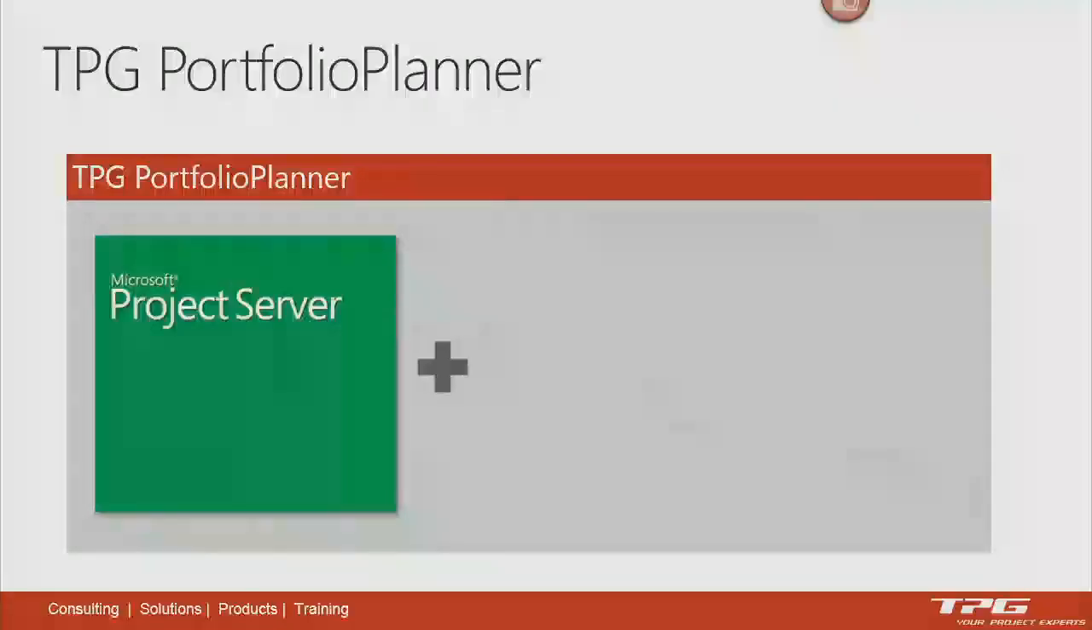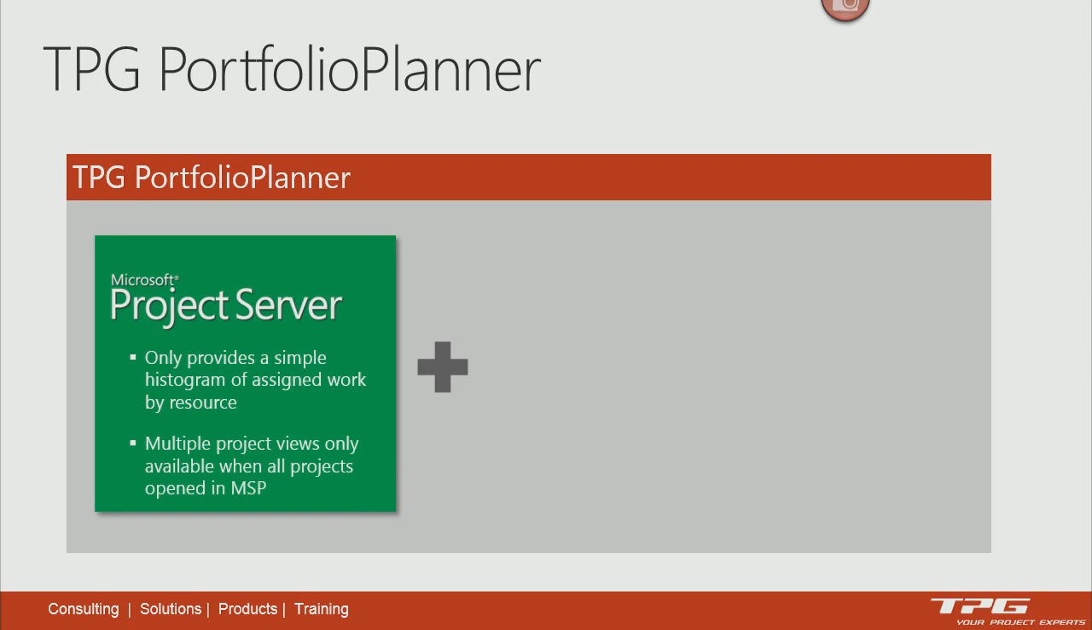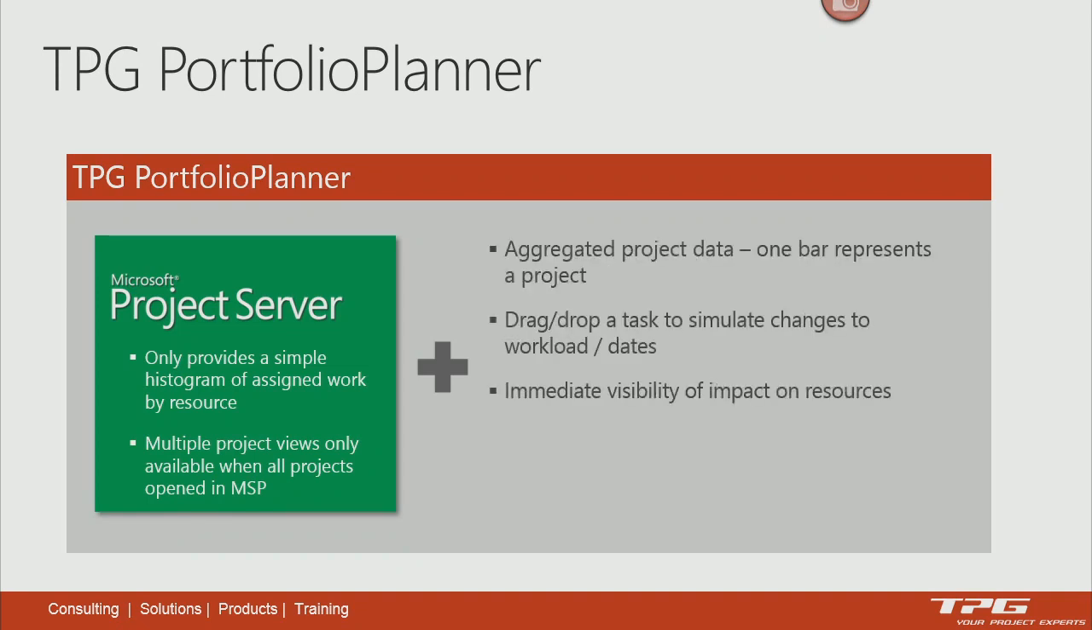So like I was saying earlier, you've got Project Server, you've got the resource center view, obviously, which gives us some histogram type views against what people are planning to work on, what they are working on as well. And obviously, we can look at multiple projects at the same time by opening all those projects up in Microsoft Project as well. So what we're looking to do with Portfolio Planner is to provide us with a better aggregated view. So we have like 1 bar per project, which is kind of simple for people to look at.